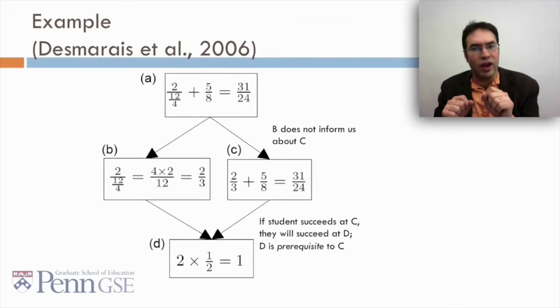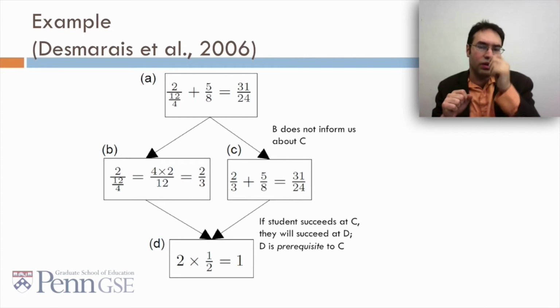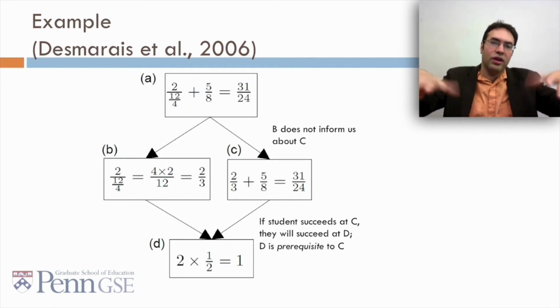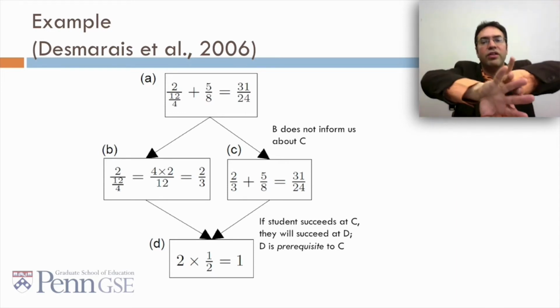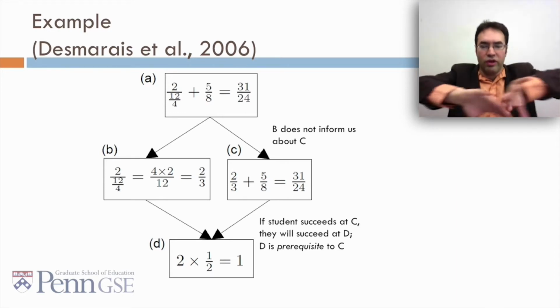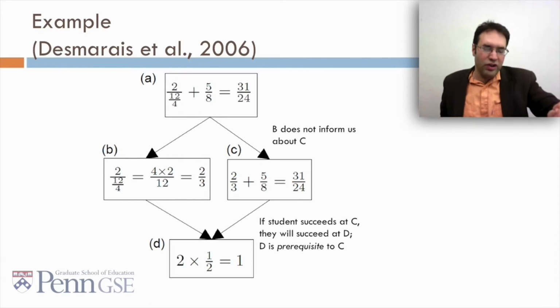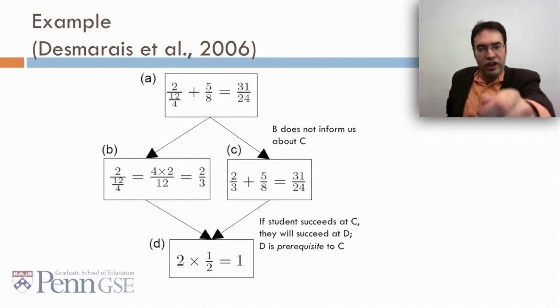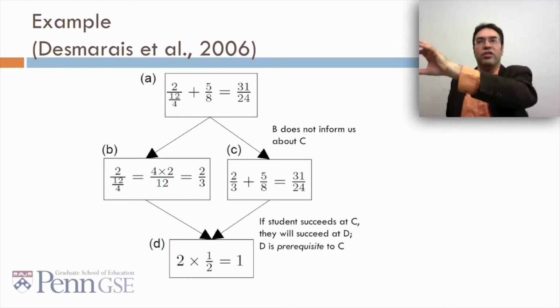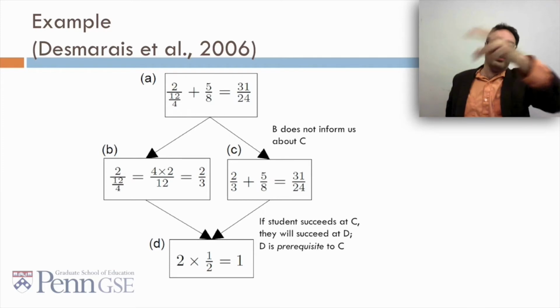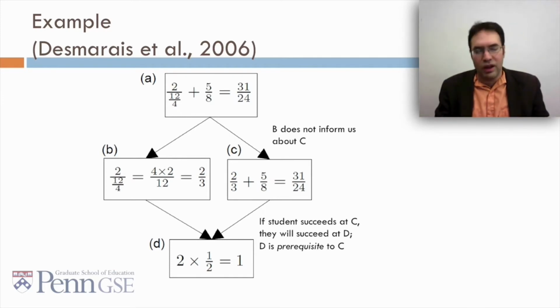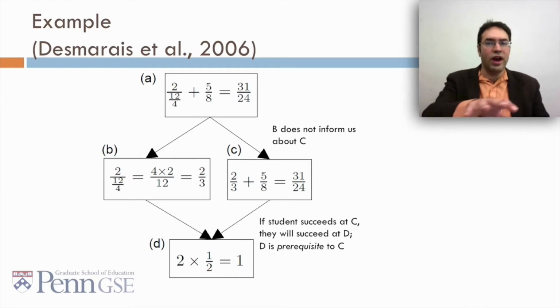Now let's look at an example, and this is drawn from Desmarais et al. You have four items, A, B, C, and D. First, let's look at B and C. There are no arrows between B and C, so B tells us nothing about C. They're totally unrelated. But C has an arrow to D. So if a student succeeds at C, they will succeed at D as well, which means that D is prerequisite to C. If knowing C means you get D, then it must be that you had to know D to get to C. Is that clear? So basically, every item can have prerequisite items.